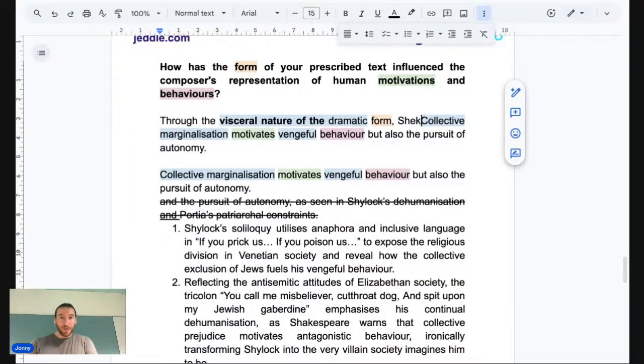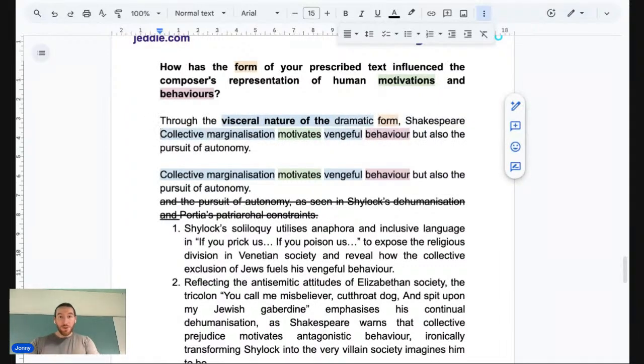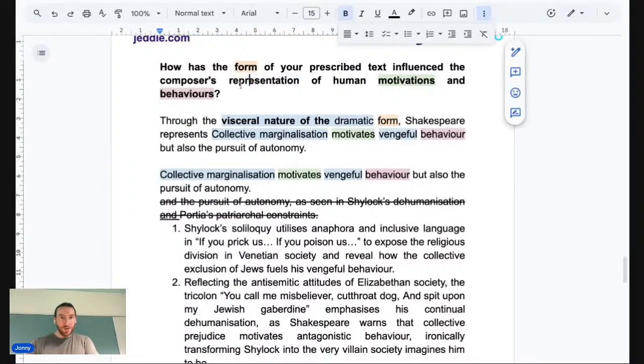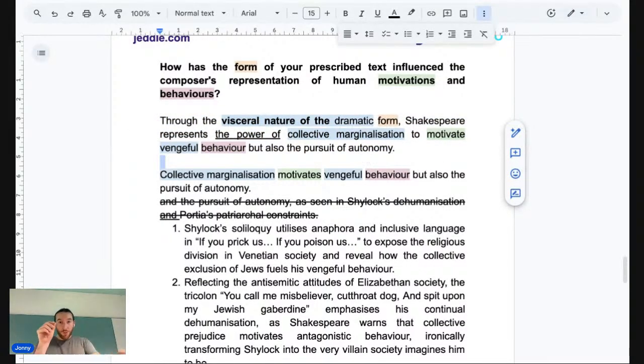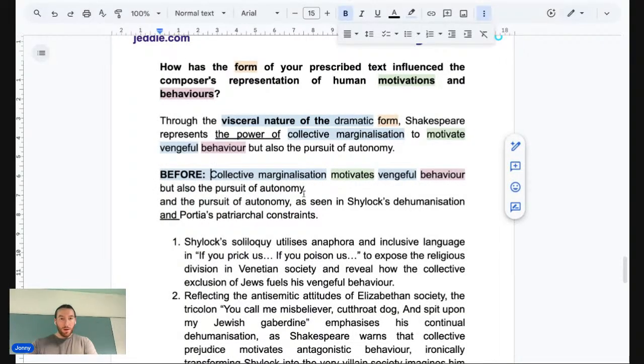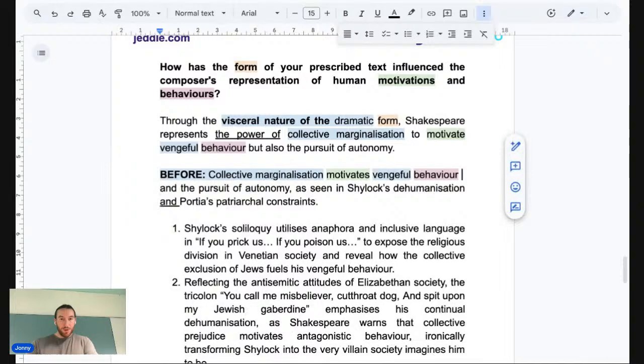We have to say Shakespeare, right? Through the visceral nature, you don't have to mention the play necessarily. You say Shakespeare heightens our understanding, or we could say, I'm just looking up here, represents the power of, because up here it says representation of. Represents the power of collective, I love the phrase the power of, it's so effective, represents the power of collective marginalization to motivate vengeful behavior, but also the pursuit of autonomy. This is sounding pretty good now. If you look at it, we've hit all three keywords, expanded on all three keywords, and given quite a punchy statement. So you tell me if that makes sense in terms of, versus what you had. Okay, so this was like before. I'll put this back up. You kind of had this.